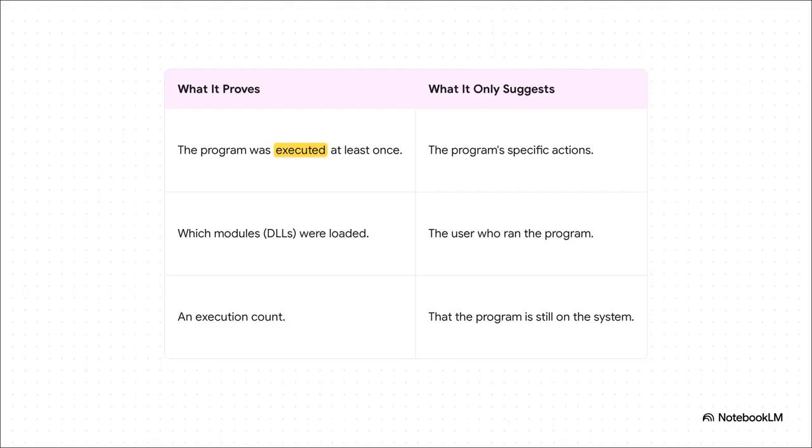And here's the crucial point. Finding the prefetch file for our pect.exe, well, it doesn't just suggest it was there, it proves, with a really high degree of confidence, that the program was actually executed. It was run. It can even tell us what other files or modules, think of those as shared toolkits for programs, it loaded up. This is our smoking gun for the action itself.